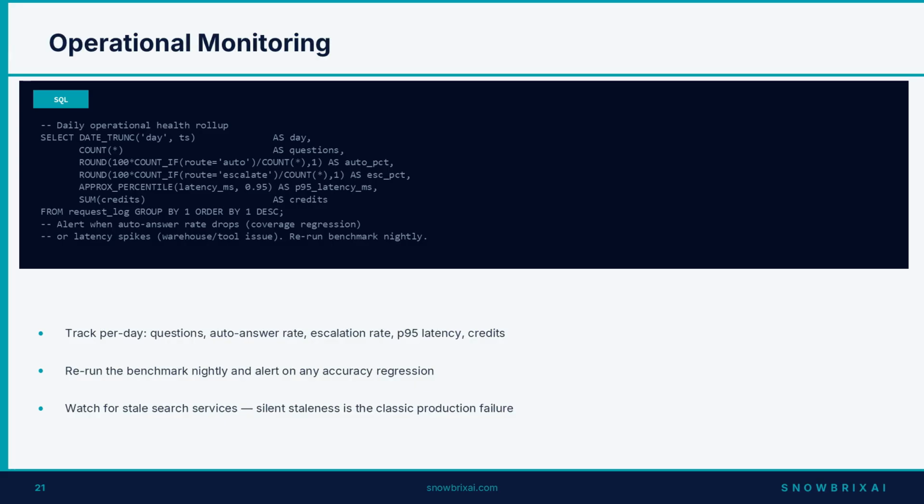Now you watch it run. Track per day questions asked, the auto answer rate, the escalation rate, P95 latency and credits. Alert when the auto answer rate drops, that is a coverage regression, or when latency spikes, that is a warehouse or tool issue. Rerun the benchmark nightly and alert on any accuracy regression. And watch for a stale search service: silent staleness is the classic production failure. One dashboard turns "is it healthy?" into a glance, not an investigation.